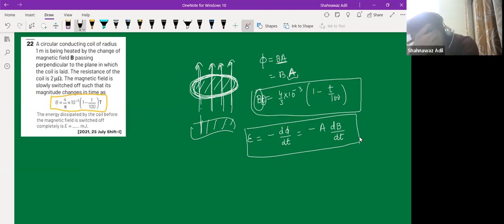And we know the energy dissipated by the coil before the magnetic field is switched off. So the magnetic field is being switched off, so it is decreasing, and we have to find out the energy dissipated, right?